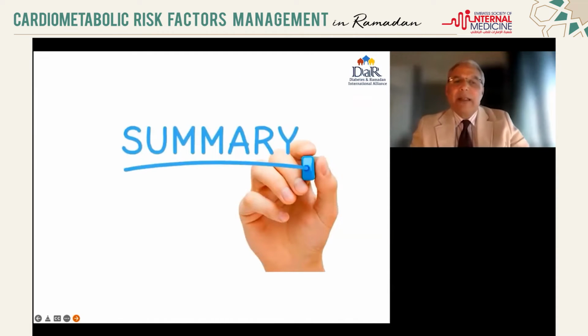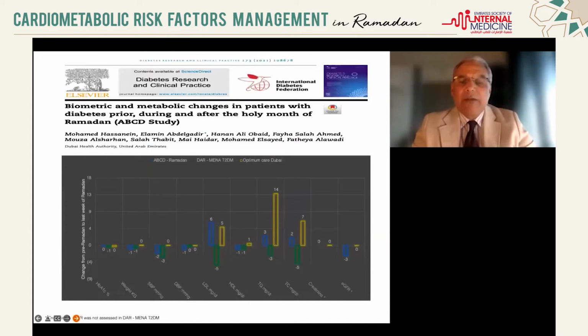So in summary, Mr. Chairman, ladies and gentlemen, I would like to summarize the three big trials of recent scale that we have seen: the OPTIMUM care study in yellow, the DARBINA in green, and the ABCD trial, which looked into Ramadan. As you can see, there is almost a pattern across most of the studies. Of course, some of the studies are from different cohorts. The ABCD, the blue and the yellow are from the same cohort, which is Dubai. The MENA is clear by virtue of its name. And for the vast majority, there is no significant difference between one and the other.